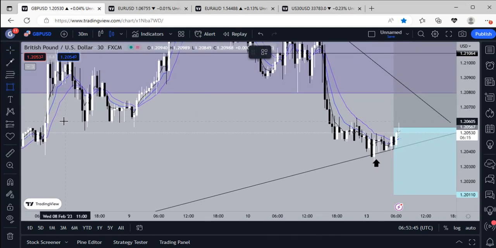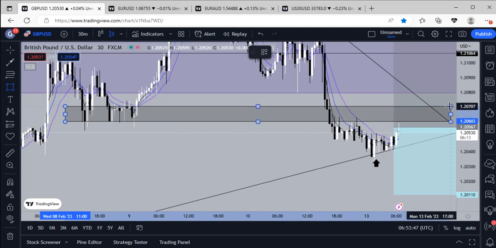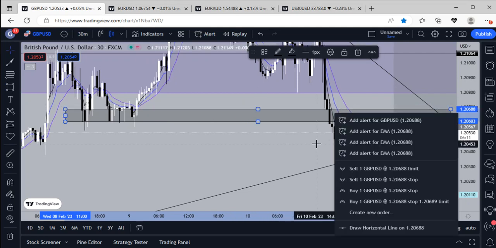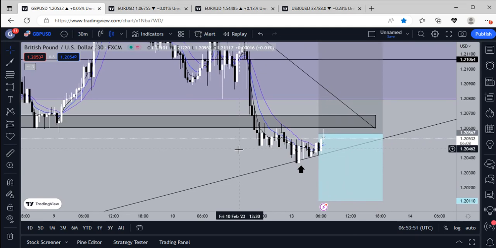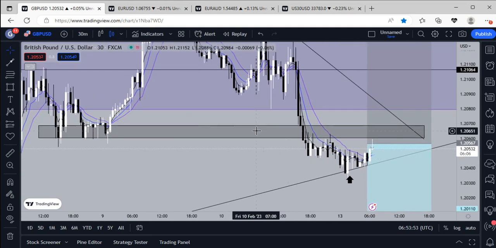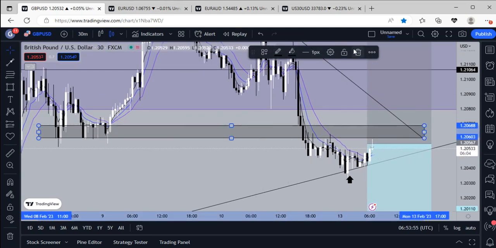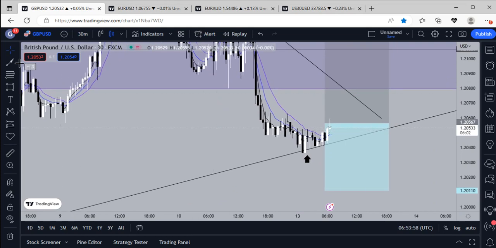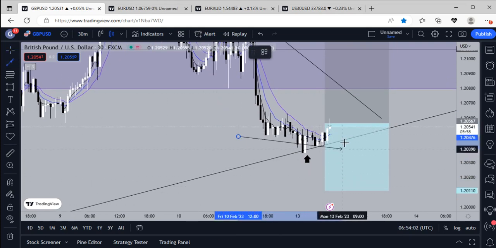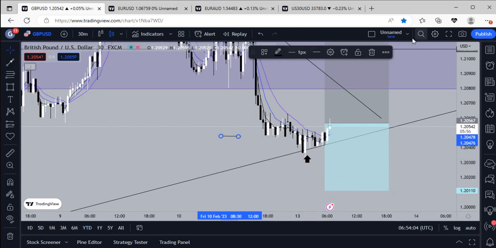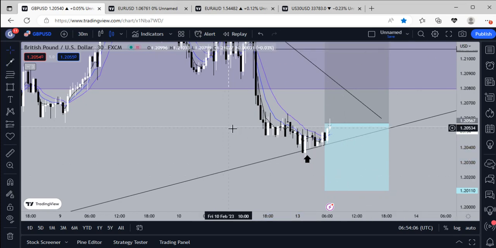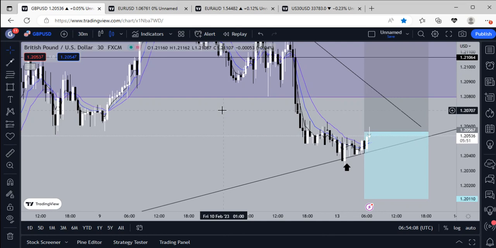We can use this as a level as well, but like I said, I do not want to crowd my charts. All right. If price is not going to buy, it might as well hit our stop loss, break out, retest, and we go to the downside. Or if it's going to buy, it's going to buy. But yeah, that's what I have for GBPUSD.